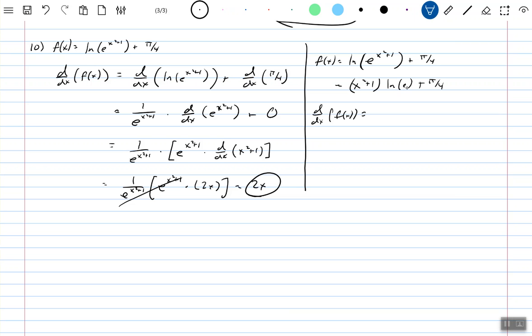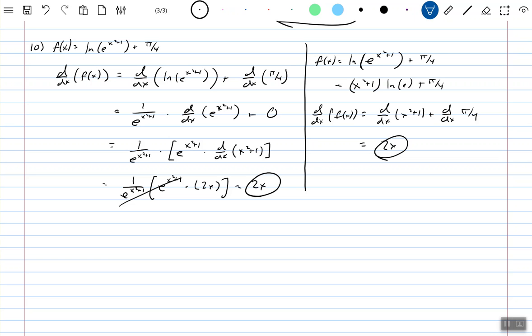Well, one of the things you should memorize by now is the natural log of e is just 1. So this is equal to the derivative of x squared plus 1 times, or plus the derivative of pi over 4. And what's the derivative of x squared plus 1? That's just 2x. Derivative of pi over 4, well, that's just 0. So that derivative is equal to 2x.